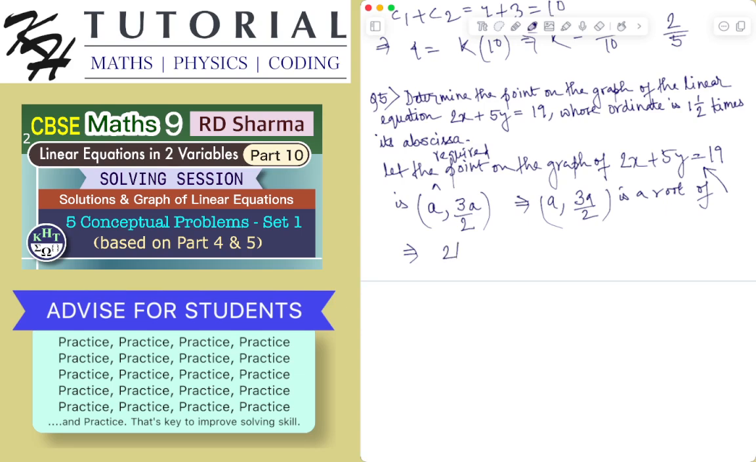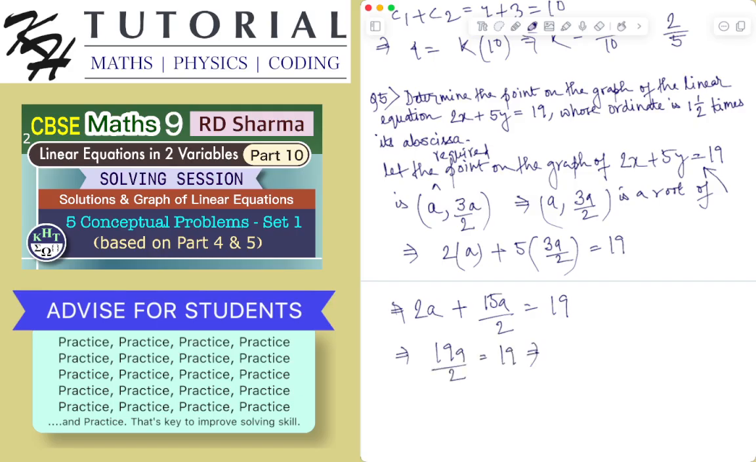So we must have 2 into A plus 5 times y, where y is 3A by 2, equal to 19. After simplifying, twice A plus 15A by 2 is equal to 19. This implies 19A by 2 is equal to 19. So this implies A is equal to 2.